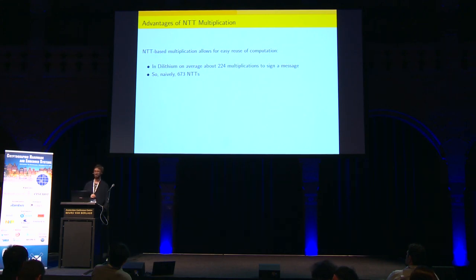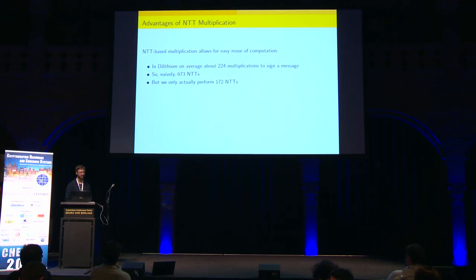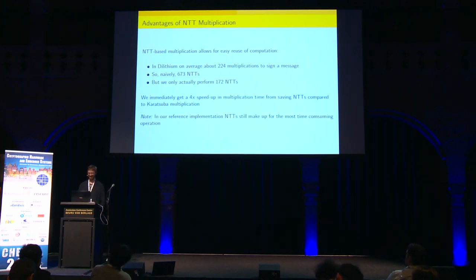But as I said, you can save a lot of them. The most important saving comes from directly sampling the matrix A, which appears in MLWE, in the NTT domain representation. But there are other possible savings, because in the loop over the rejection sampling, there are certain polynomials that you need to multiply with which stay constant. So you can transform them outside of the loop. And in the end, it turns out that we only do 172 NTTs. So this means you immediately, very easily, get a 4 times speed up over Karatsuba multiplication from this.